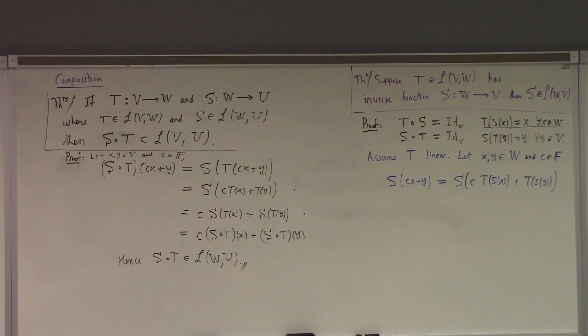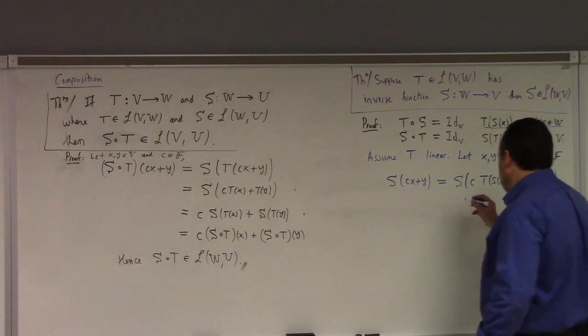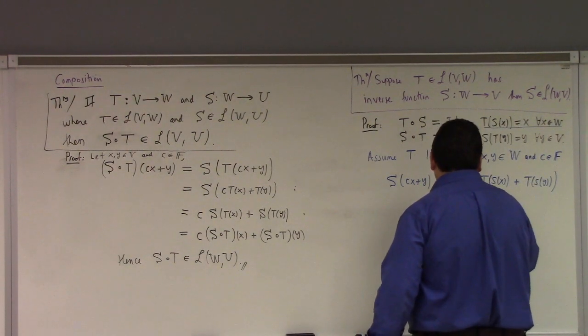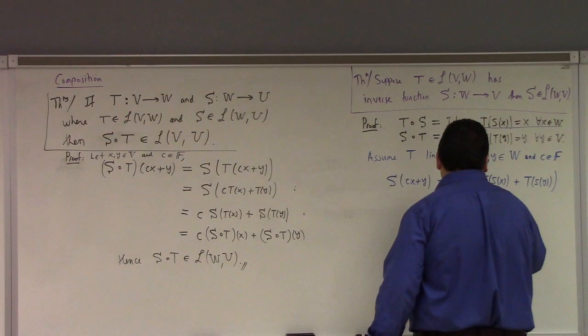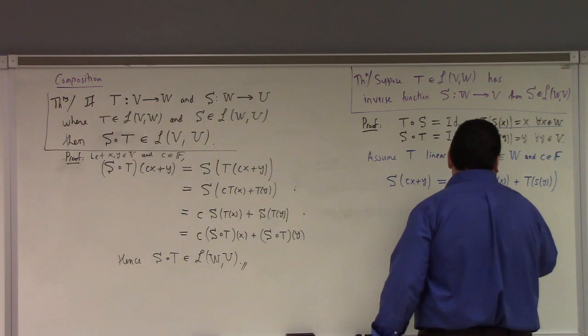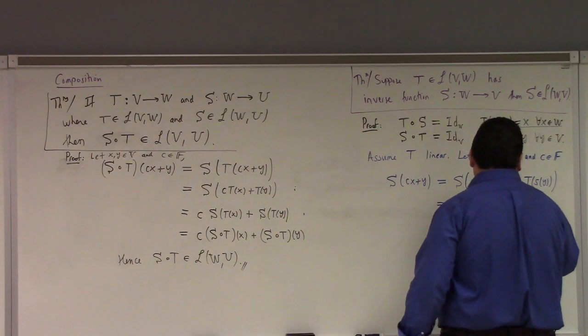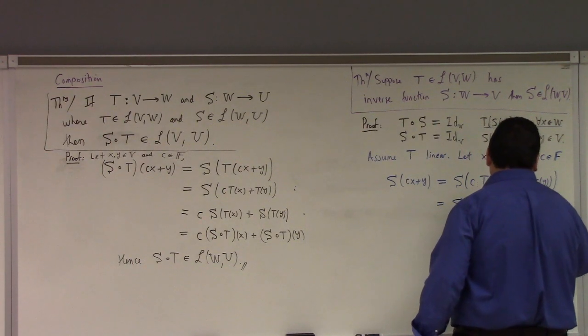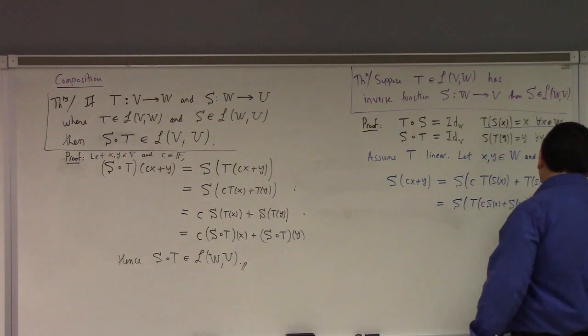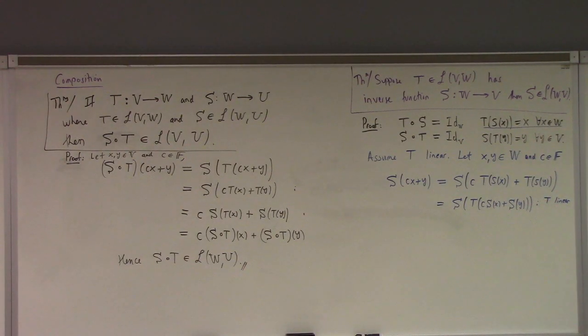But then I can use the linearity of T. The linearity of T allows me to pull that constant inside. And we get c S of x plus S of y. But what is S of T of something?